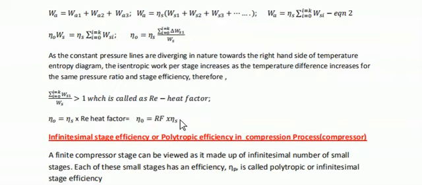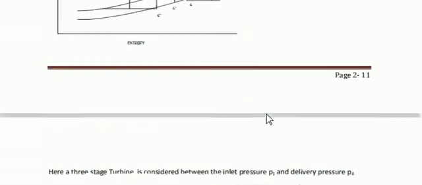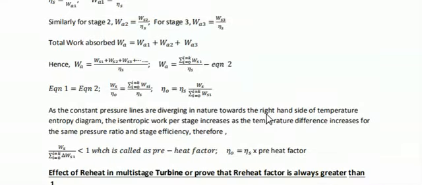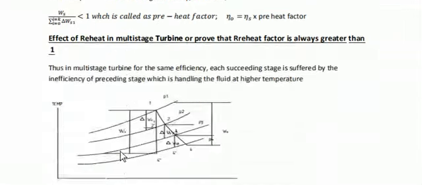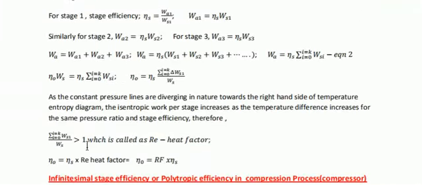In the compressor, we have the summation of i equal to 0 to k of delta WSi by WS is less than 1, so it is called the preheat factor. It is less than 1 in the compressor. Whereas in turbines, we have the summation of i equal to 0 to k of WSi by WS greater than 1, which is called the reheat factor. That is a preheat factor, and this is a reheat factor.